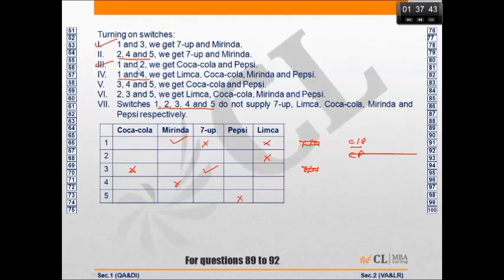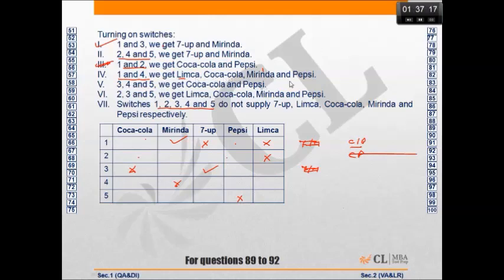Statement 3 says 1 and 2 we get Coke and Pepsi. So Coke, Pepsi here, either of them. 1 and 2 we get Coke or Pepsi. 1 and 4 we get Limca, Coke, Mirinda and Pepsi. That means Limca, Coke, Mirinda, Pepsi. Mirinda will come from 1.